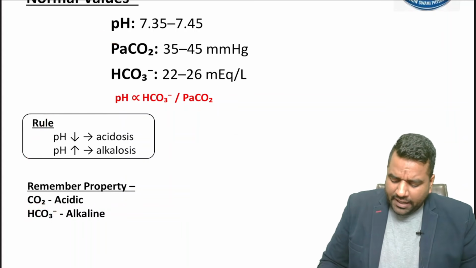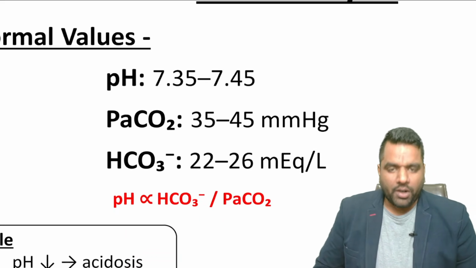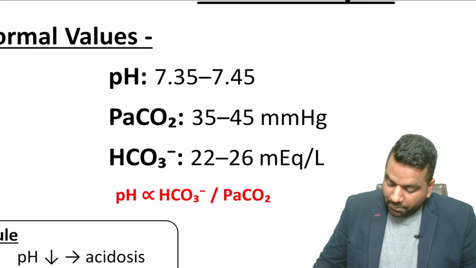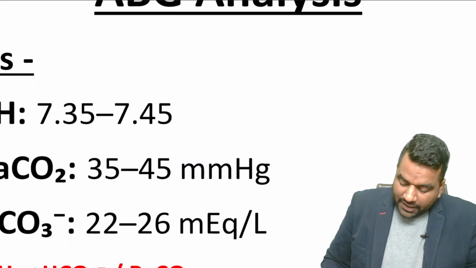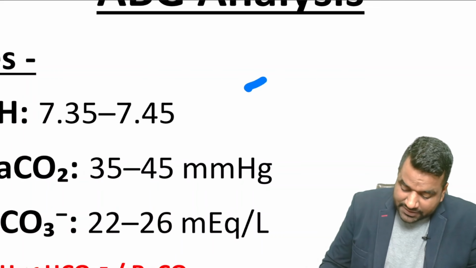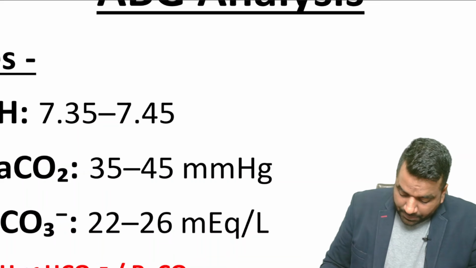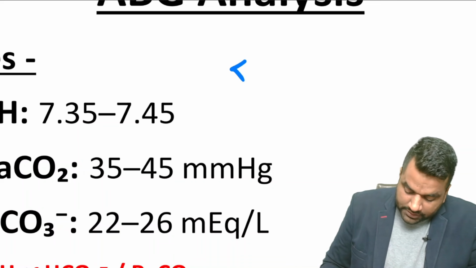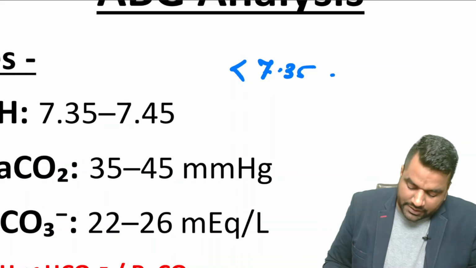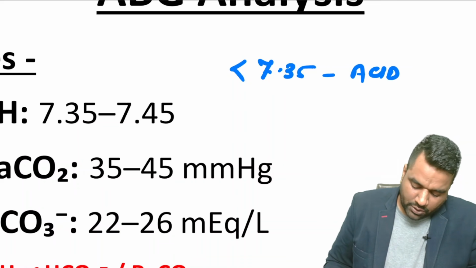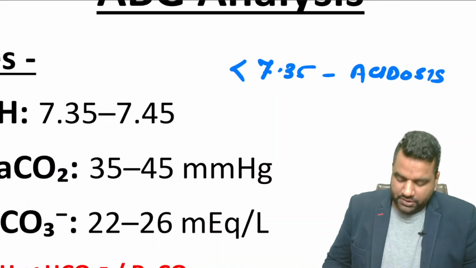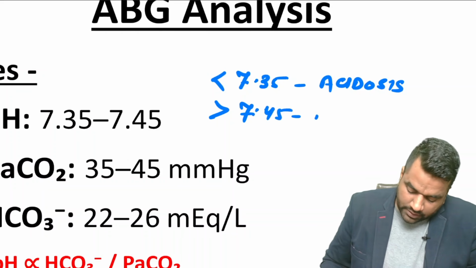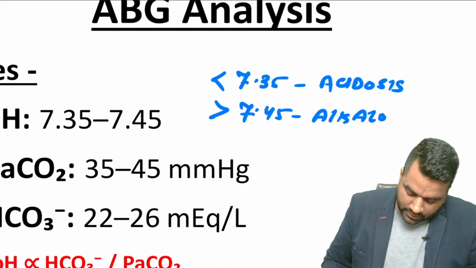We know that in reference to the body, blood pH is 7.35 to 7.45. It means if your pH is less than 7.35, we always call this acidosis. If your pH is more than 7.45, we call this alkalosis.